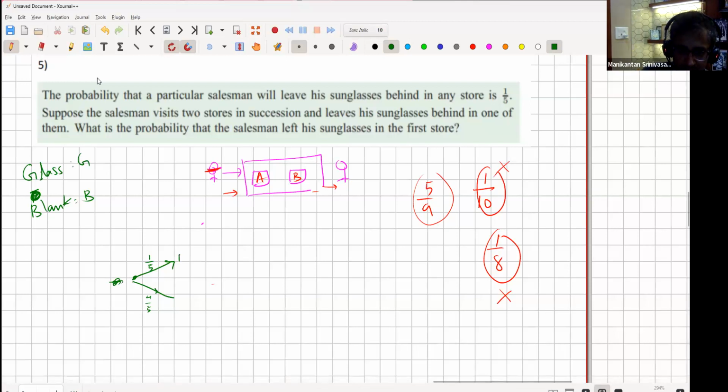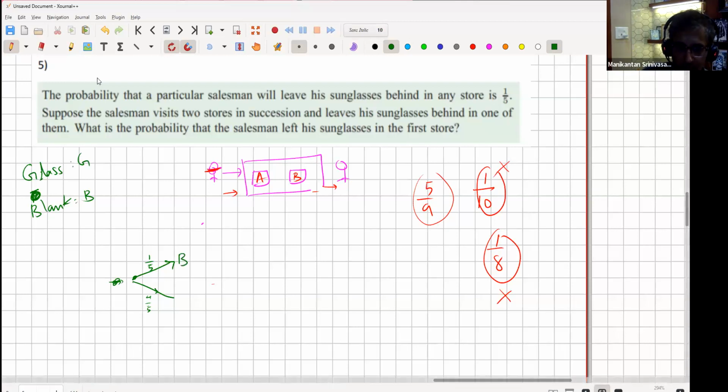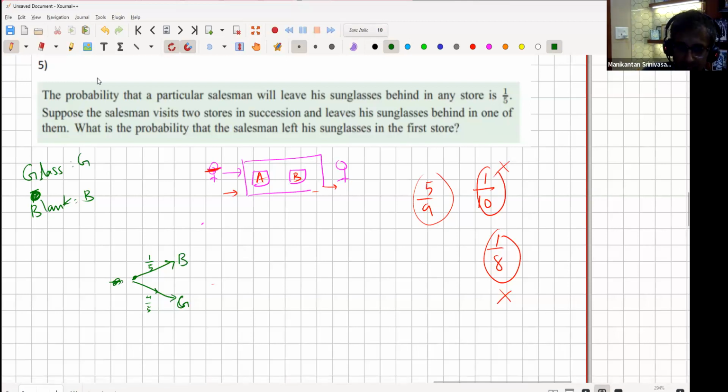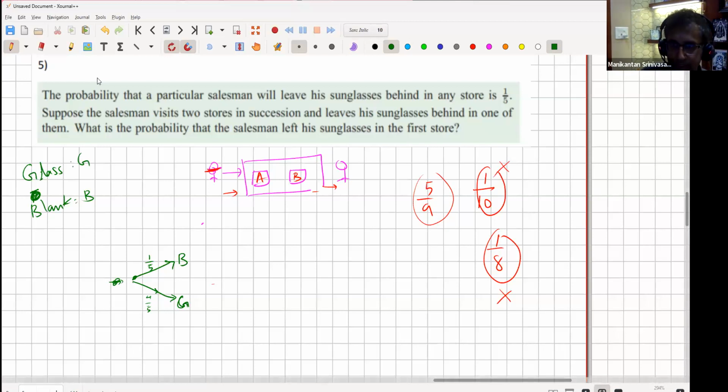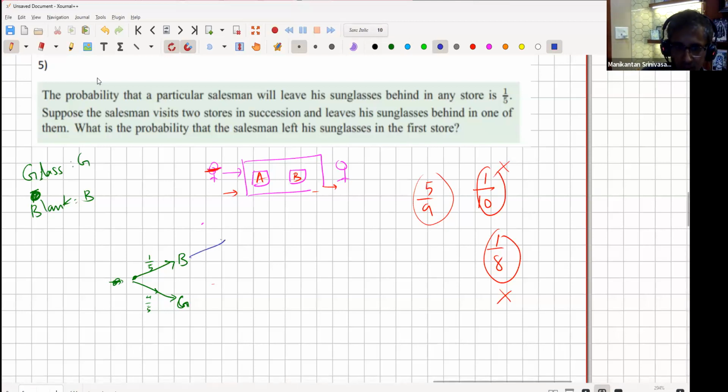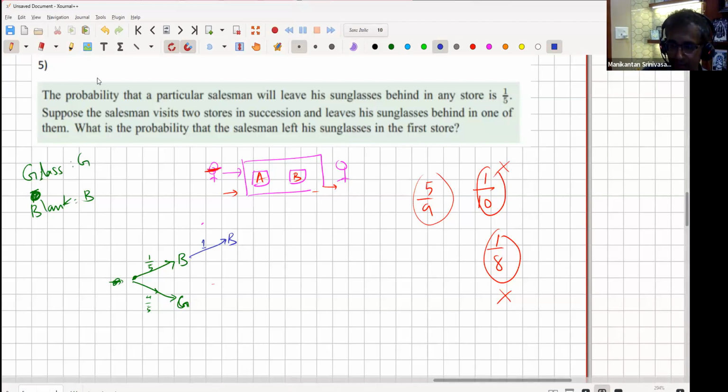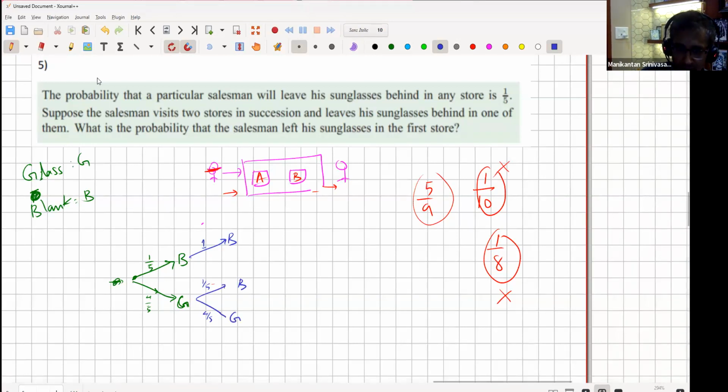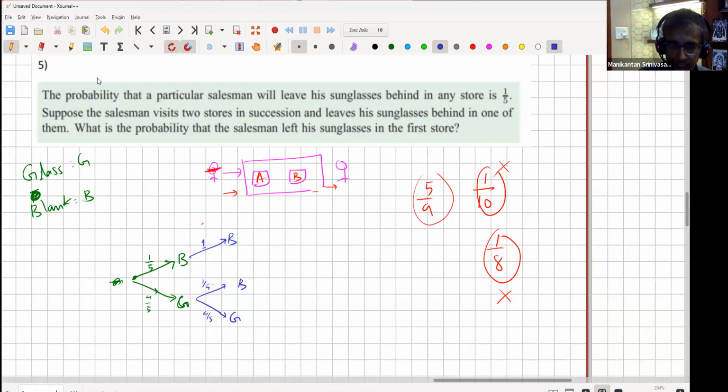And then he forgot in the first store, and then he has become blank, or he's still having the glasses, which is still G. Now he enters the second store, right? If he is already blank, then there's nothing for him to forget. He'll still continue to be blank. So with probability 1, he'll come out blank without glasses. Whereas if he didn't forget, then with 1/5 probability, again, he could have forgotten and come out blank. Or with 4/5 probability, he could have continued without forgetting, which means he has the glasses.